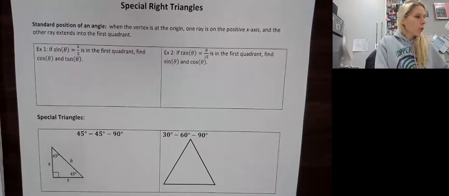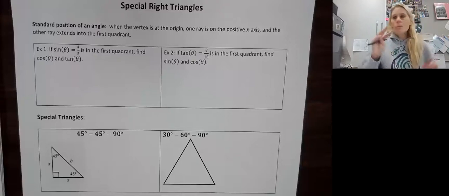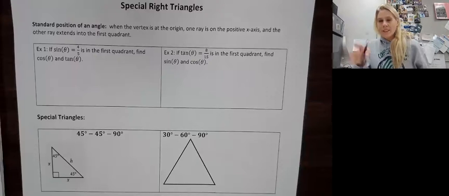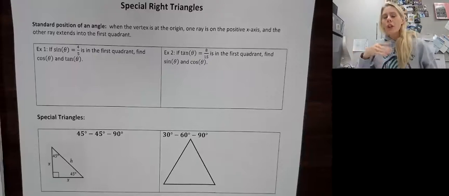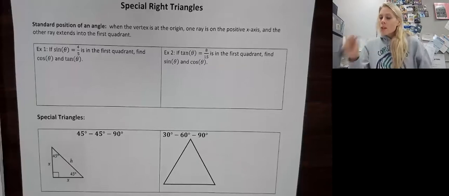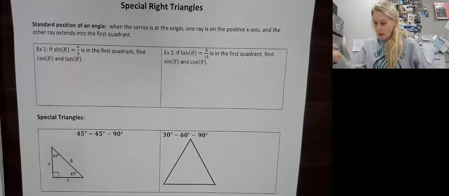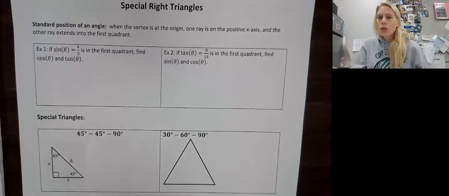If we were in other quadrants, we would have to deal with the negatives and stuff like that. But we're going to better understand those in 8.2 and 8.3, okay? So let's think of this. We're given a certain trig function and its ratio, and we have to find the other ratios. All right, first thing to do, draw a triangle.